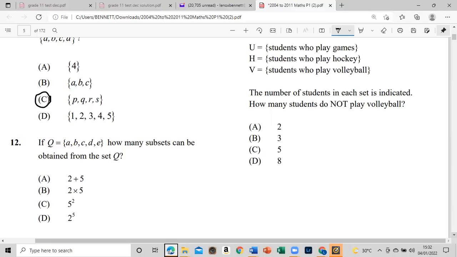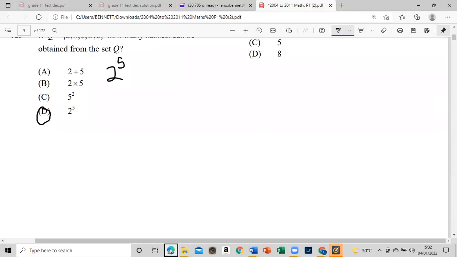If Q is equal to A, B, C, D, how many subsets can be obtained from set Q? Alright, so that will be 2 raised to the number of elements. So 1, 2, 3, 4, 5. So that's 2 to the 5th is equal to. Alright, this one. We should go up 30.